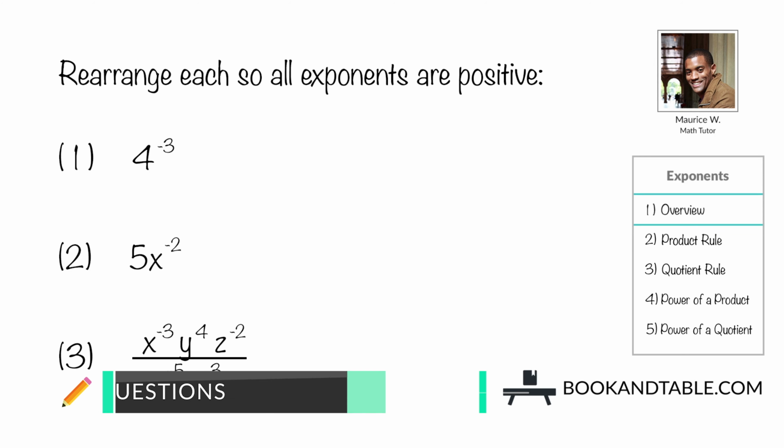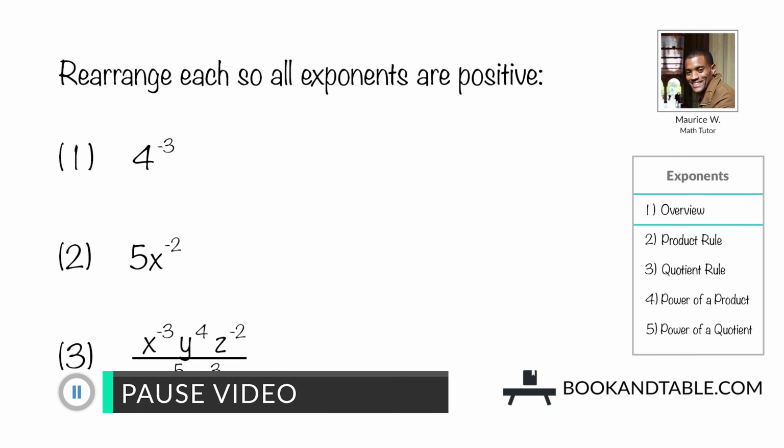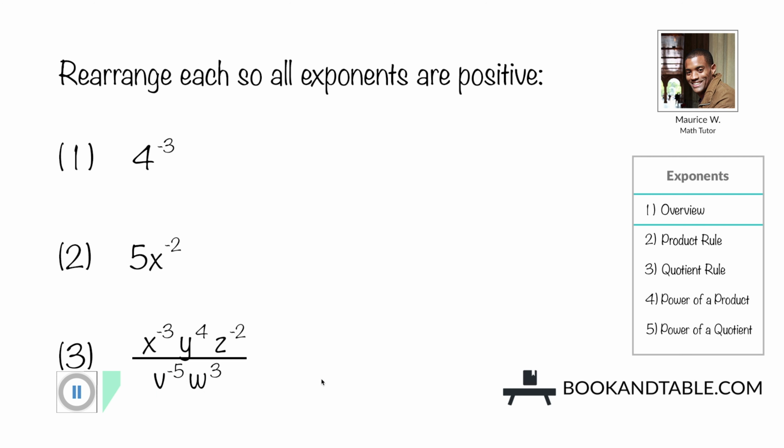Let's have you do a few practice questions. Rearrange each so all exponents are positive. Question number 1, 4 to the negative 3. Question number 2, 5x to the negative 2. And question number 3, x to the negative 3, y to the 4th, z to the negative 2, divided by v to the negative 5th times w cubed. Pause the video, answer these questions, and then press play when you are ready to begin.